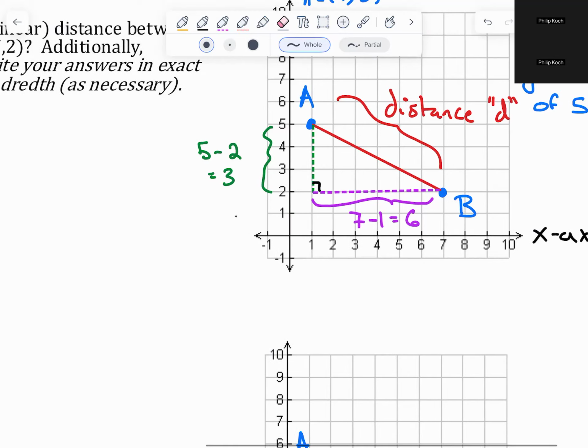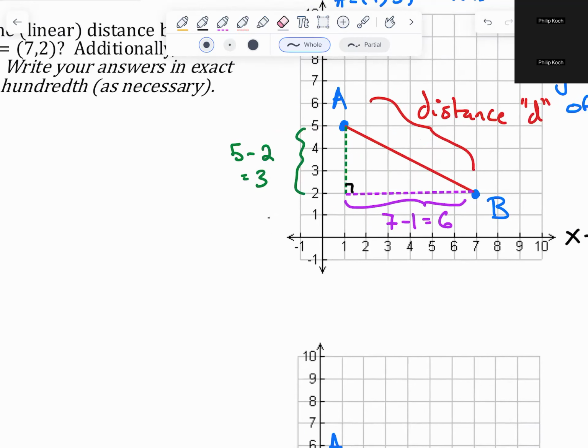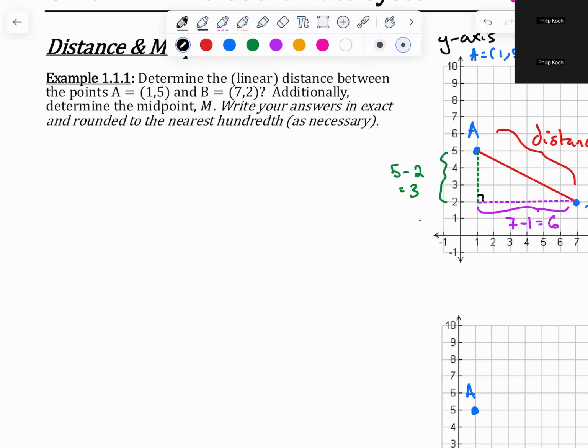But now that we have that, we now have a triangle with both legs known, the vertical leg and the horizontal leg, and the hypotenuse, which, in case you don't remember what that is, the hypotenuse is the longest side of any right triangle. So the reason we've done this is now we can use the Pythagorean theorem, if you guys remember what that is.